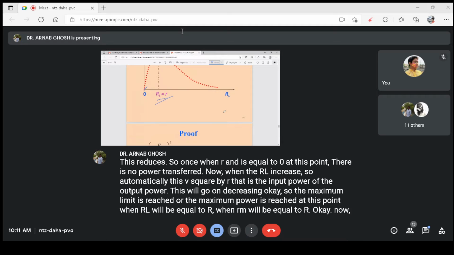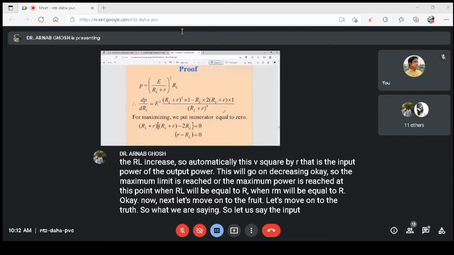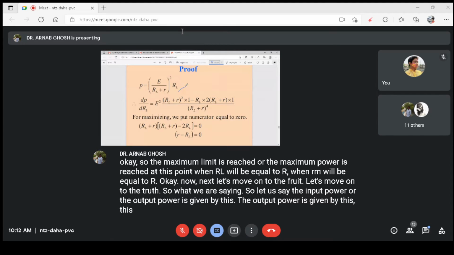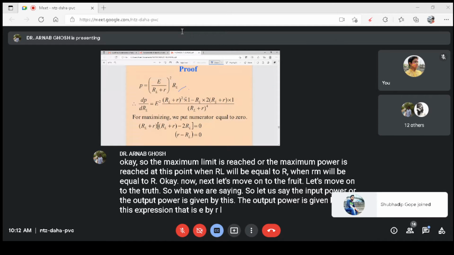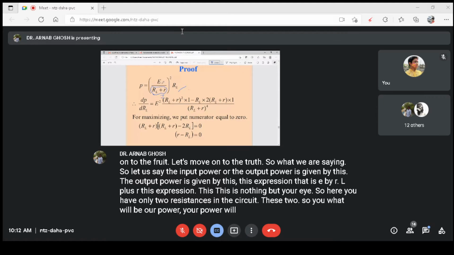Now next, let's move on to the proof. Let us say the output power is given by this expression, where RL plus R is the total resistance, and this is nothing but your I. Here you have only two resistances in the circuit. What will be your power? Your power will be E divided by RL plus R whole square, multiplied by RL.